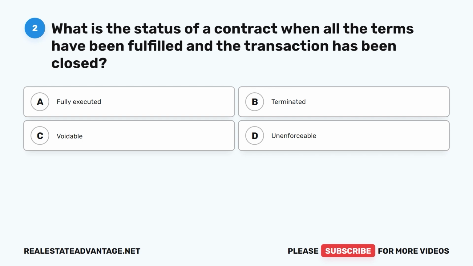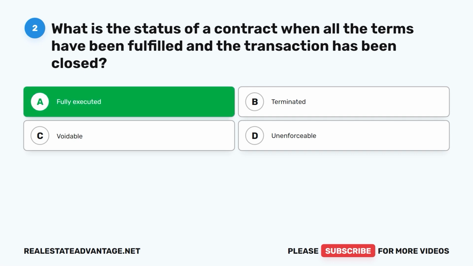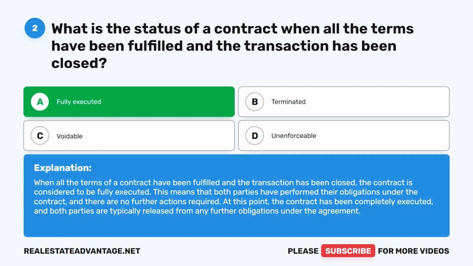Question 2. What is the status of a contract when all the terms have been fulfilled and the transaction has been closed? A. Fully executed. B. Terminated. C. Voidable. D. Unenforceable. The correct answer is A. Fully executed. When all the terms of a contract have been fulfilled and the transaction has been closed, the contract is considered to be fully executed. This means that both parties have performed their obligations under the contract and there are no further actions required. At this point, the contract has been completely executed and both parties are typically released from any further obligations under the agreement.